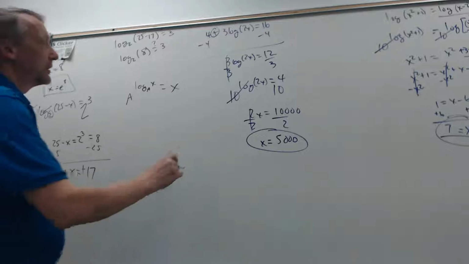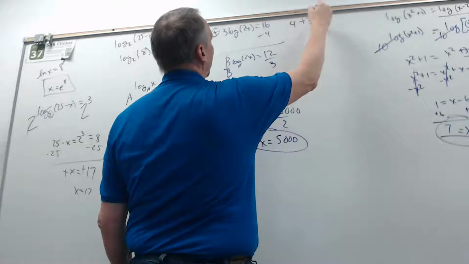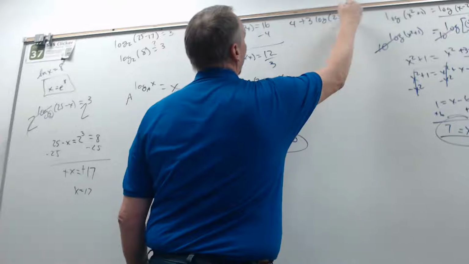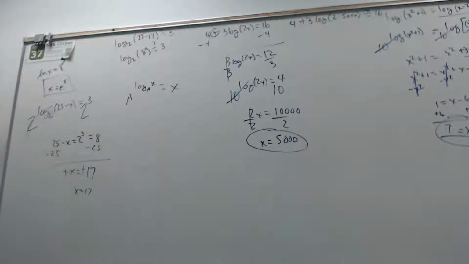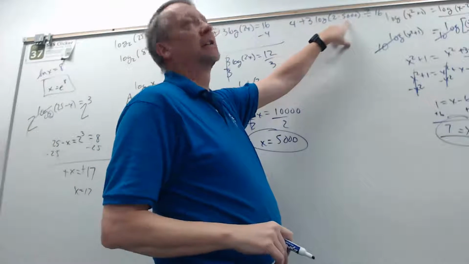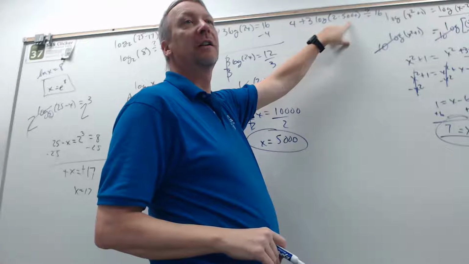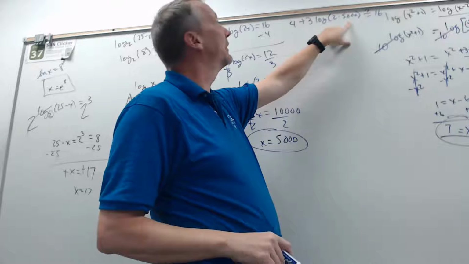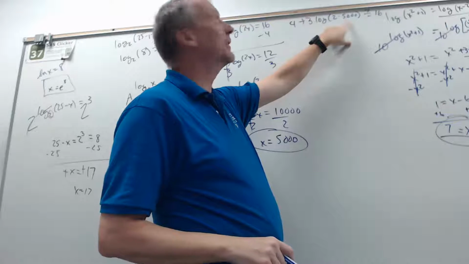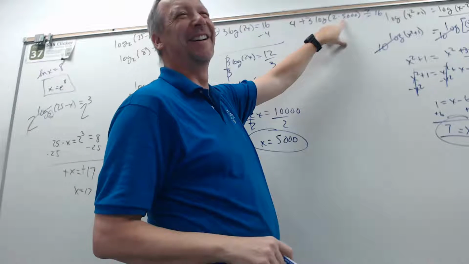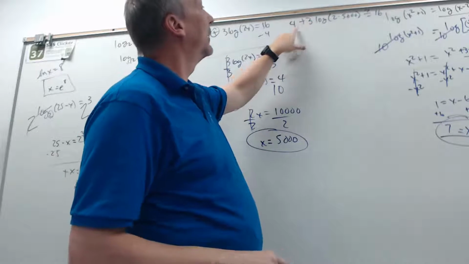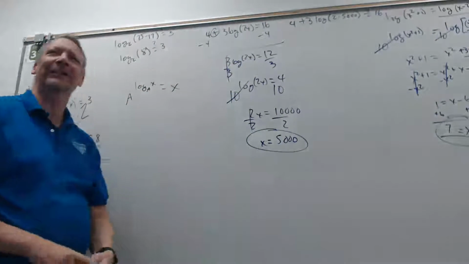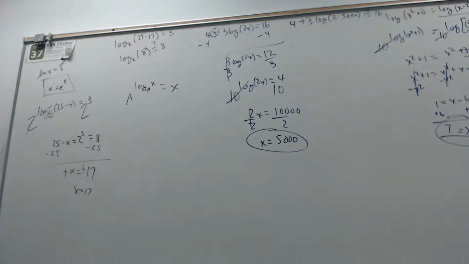So 4 plus 3 times the log of 2 times 5,000, does that equal 16? What is 2 times 5,000? 10,000. What's the log of 10,000? Count the zeros. 3? We've got 4 zeros though, because 2 times 5 is 10, right? Oh, yeah, so that's 4. 4 times 3 is 12 plus 4, 16. How about it? Who feels really smart right now?